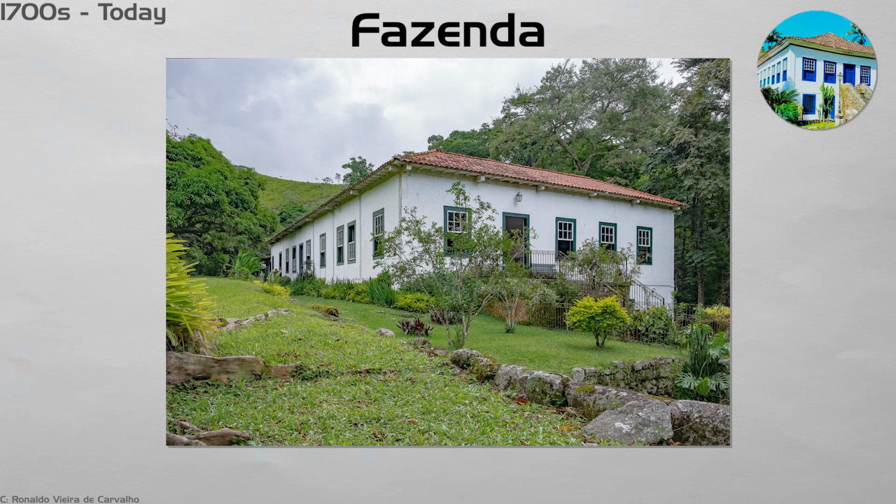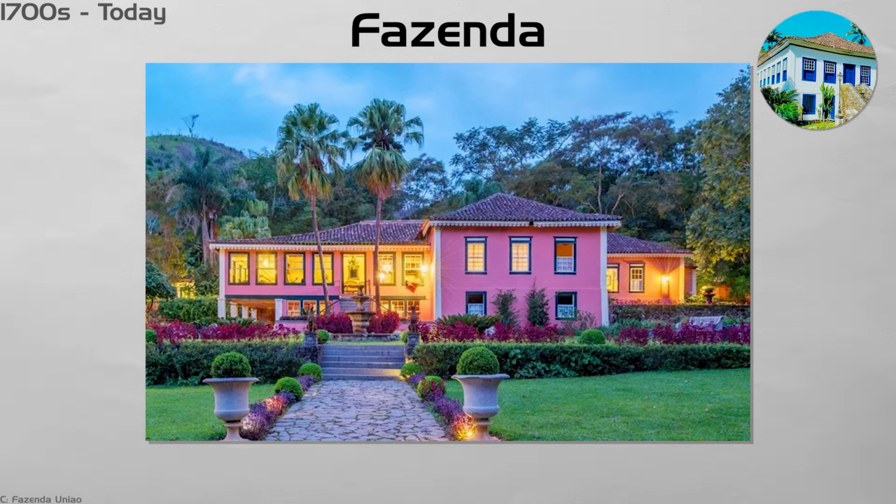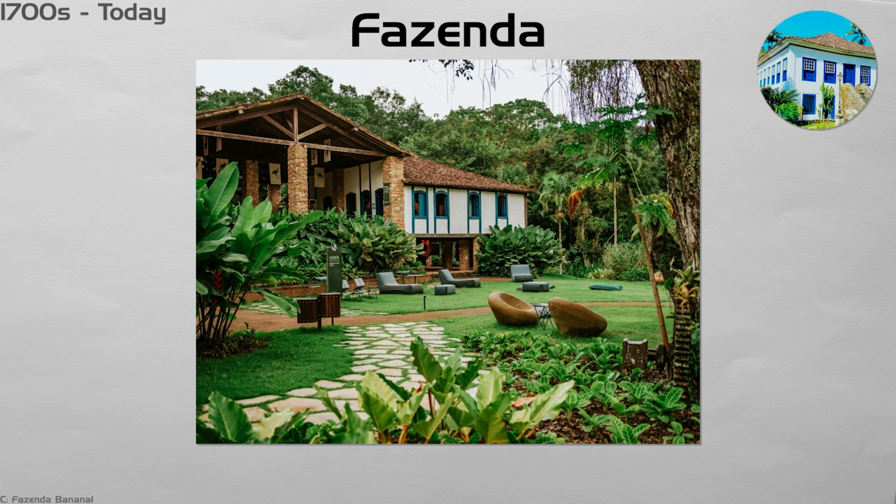Fazenda. In rural areas, large plantation-style houses, or fazendas, grew out of colonial-era estates. Built near sugarcane or coffee plantations, they combined robust masonry walls, high ceilings, and wide verandas to protect against heat. Interiors often centered around a large living hall, and separate service wings housed kitchens or staff quarters. Though many fazendas date back centuries, their layout and style continue to influence modern country homes.